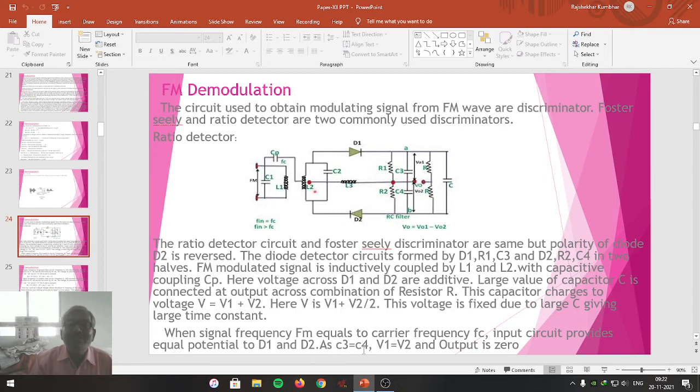As C3 and C4 are equal and R1, R2 are also equal, V1 becomes equal to V2. In this circuitry, VO1 equals VO2 and the output is 0. Because at a time one diode is conducting, the other is not conducting. This may continue throughout the working of the circuit, and that's why if Fc equals Fm, then the output is 0.